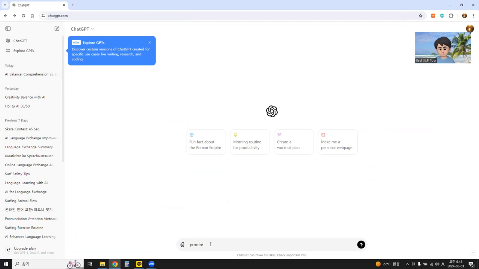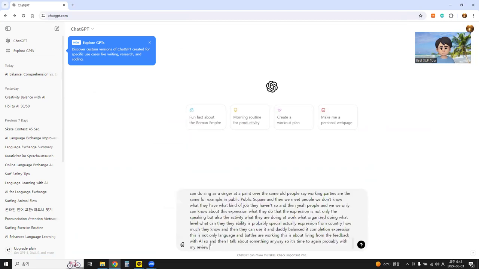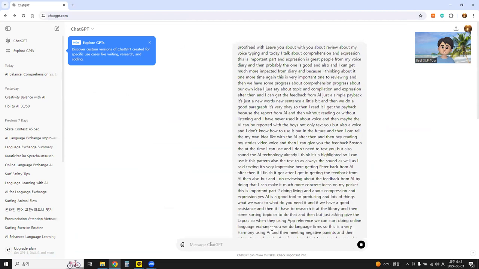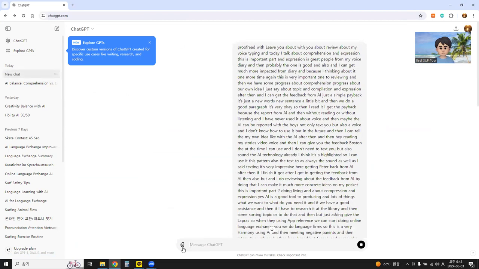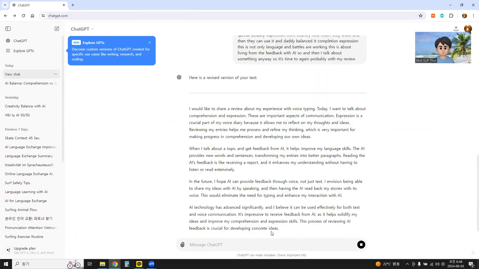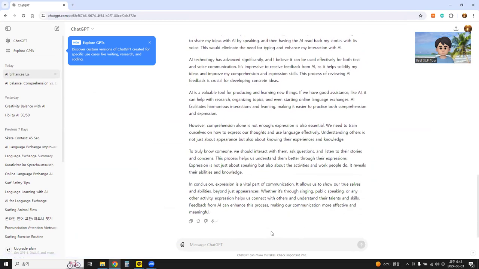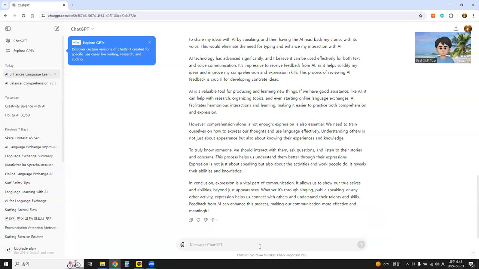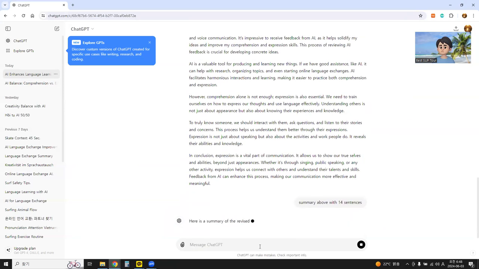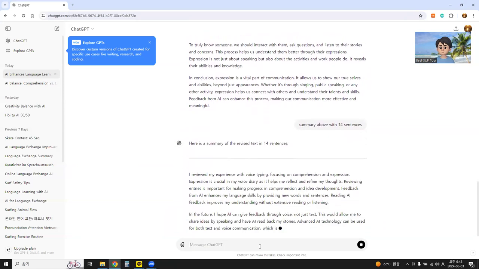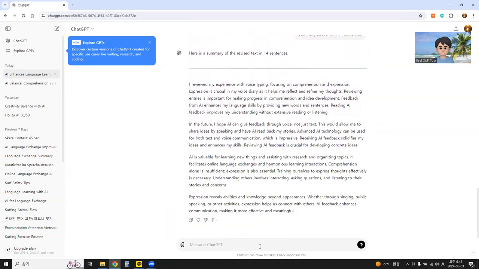Proof, lead, read, voila, bang. Even there are some long words, review and lead. And then what it says? So some good. And then same here. Summary above with 14 sentences. It's a simple order, and then it gives good literature.